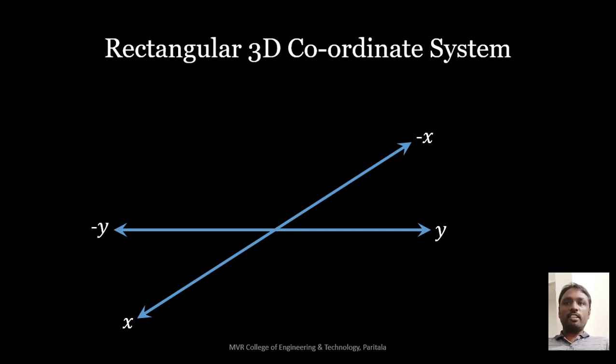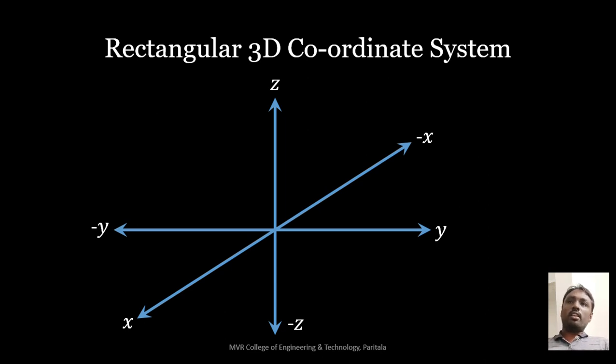For the x axis, from the screen to your side it was the positive axis, and from the screen to the back side it was the negative axis. The next one is the z axis. Upward direction is positive value, downward direction is negative value. So this is the way we can represent a rectangular coordinate system.